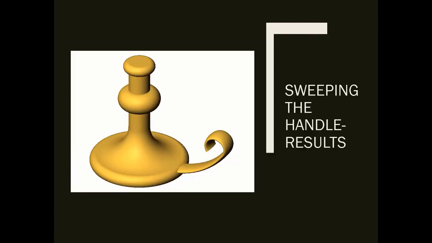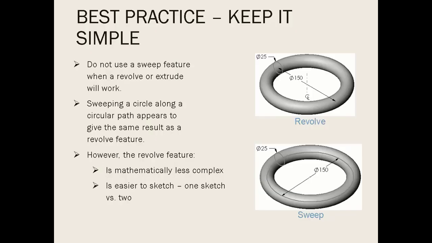Here is the result of sweeping your candlestick. So everything's connected and it has a nice path. So pretty much you want to keep it simple. You don't always want to use a sweep feature when a revolve or an extrude will work.